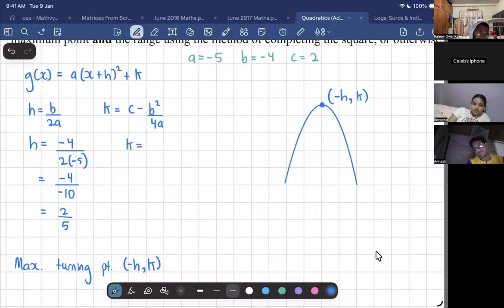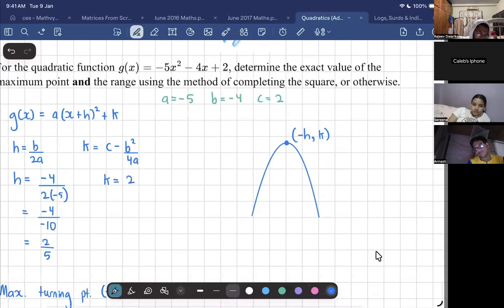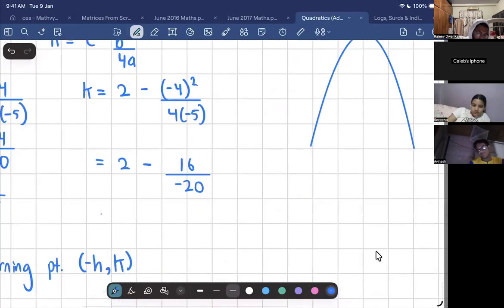And K would be equal to C minus B squared over 4A. C is 2, right? B is -4, all over 4A. So that'll be -4 squared. -4 squared is 16. And 4 by -5 is -20. So again, we have a negative divided by a negative. So that's going to work out to be 2 plus, Avinash, what could go into both 16 and 20?